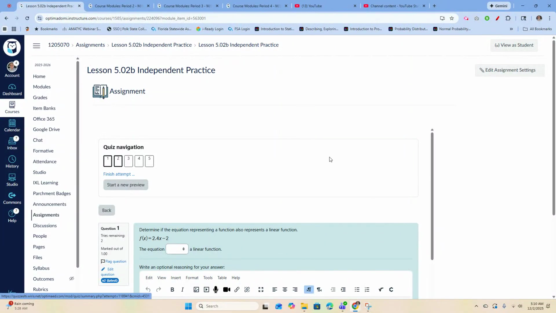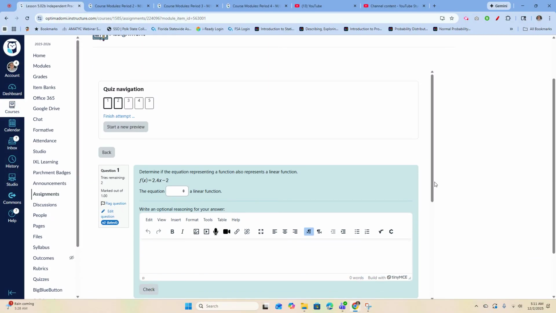All right, here is the video on lesson 5.02b, independent practice. We're still talking about linear functions, but this time we were not given a graph. Instead, they gave us an equation. Now I'm going to use a graphing calculator to help you visualize this, but you don't always need the graphing calculator to determine or to identify if the equation is a function or not.